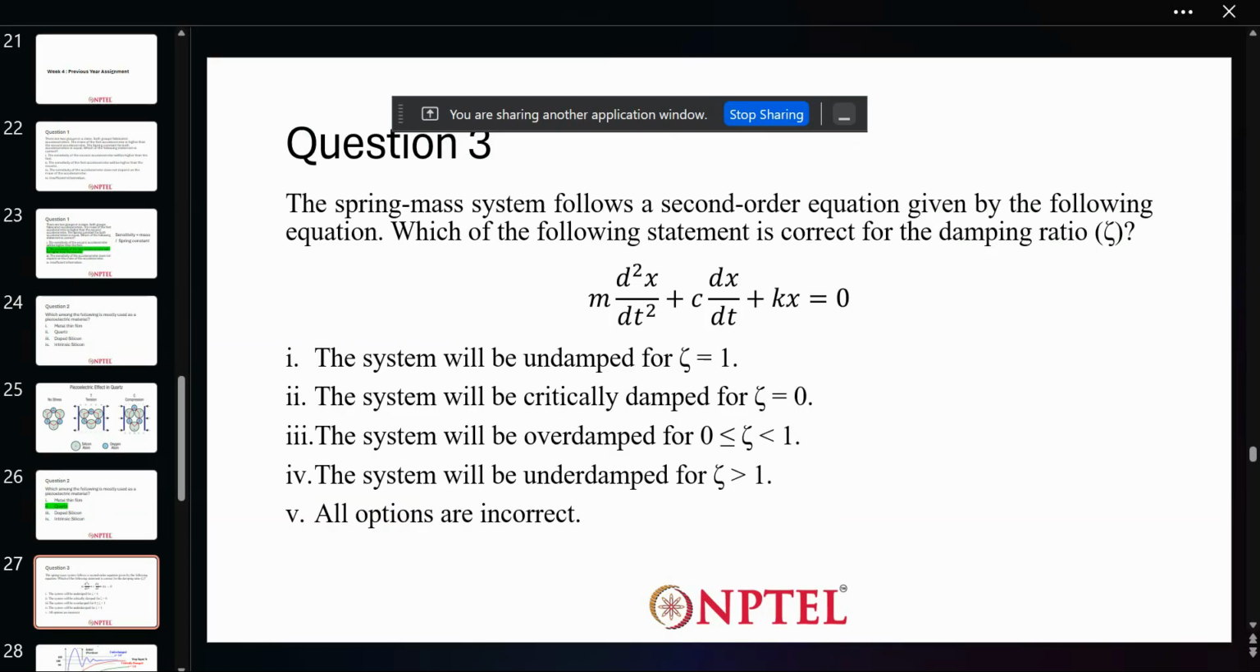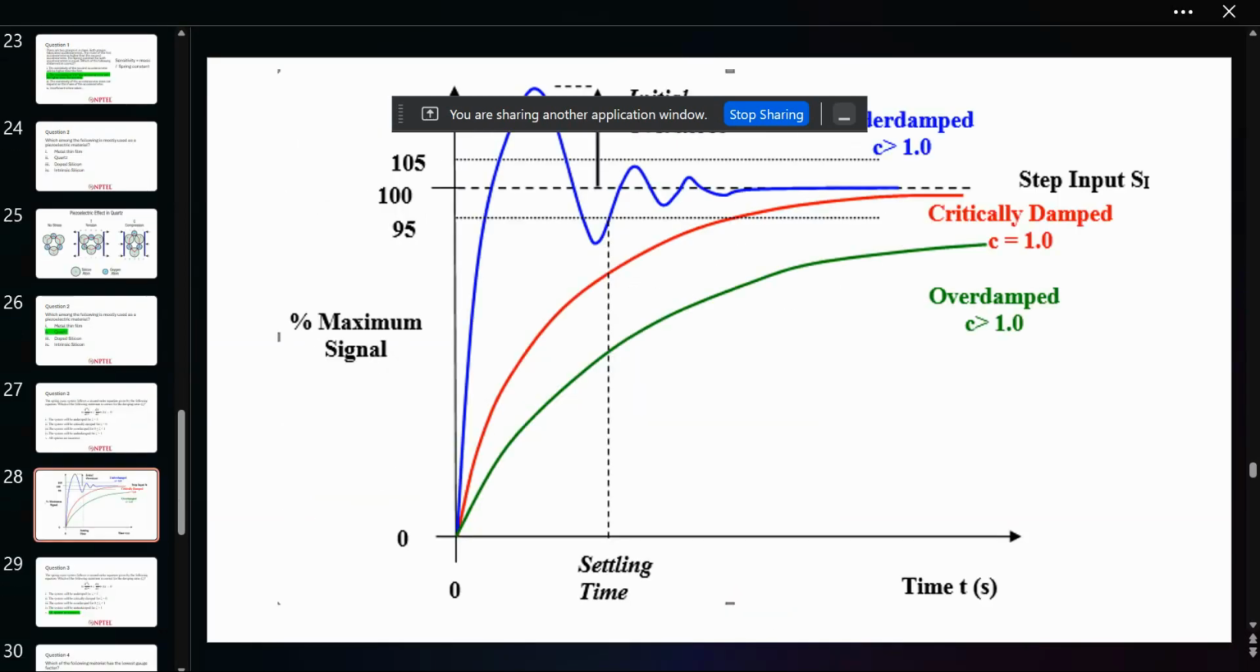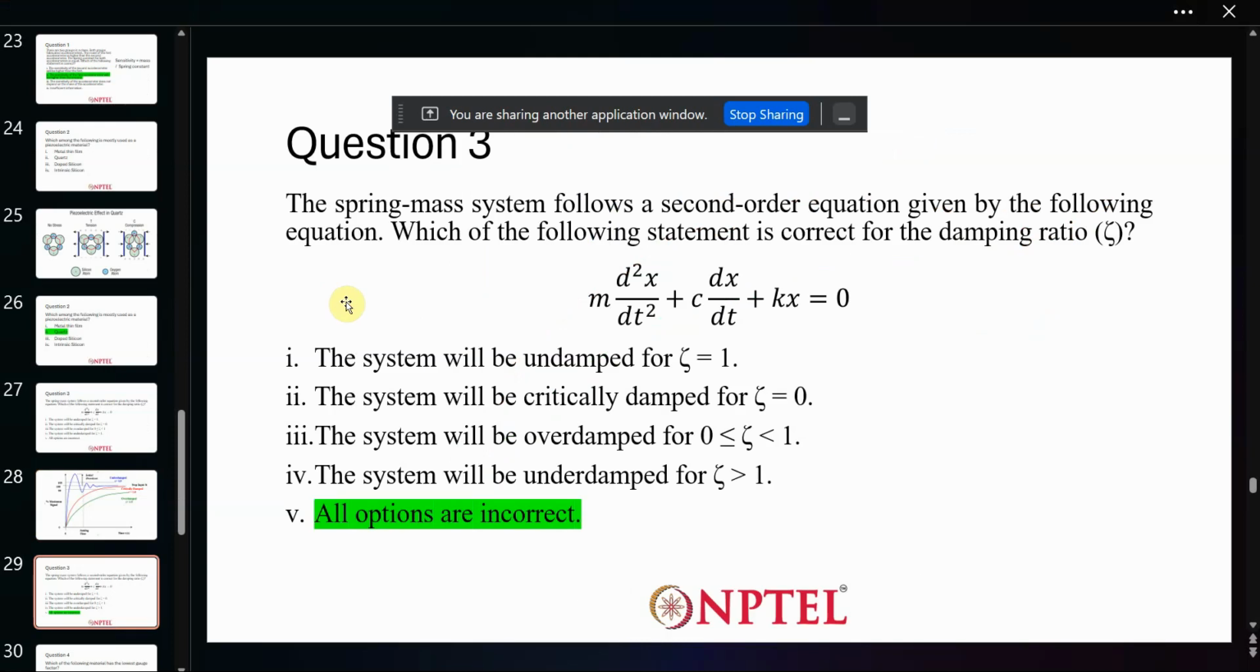So yeah, your answer is right. What happens is a system is called critically damped when its eta is equal to 1. It is overdamped when eta is greater than 1, and it is underdamped when eta is between 0 and 1. So 0 to 1 is underdamped, critically damped is 1, and overdamped is eta greater than 1. So the answer is all options are incorrect.